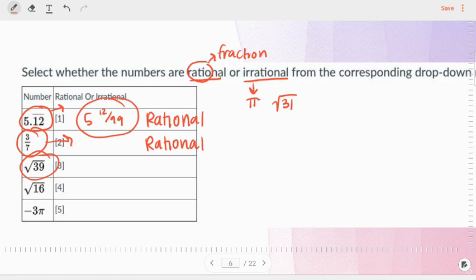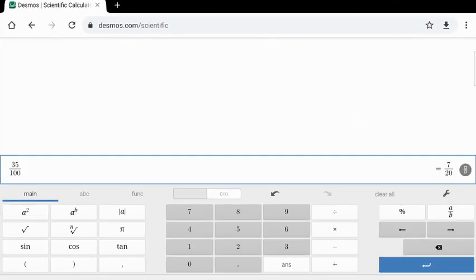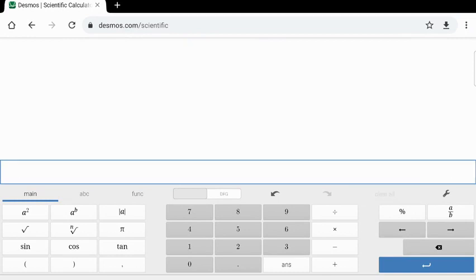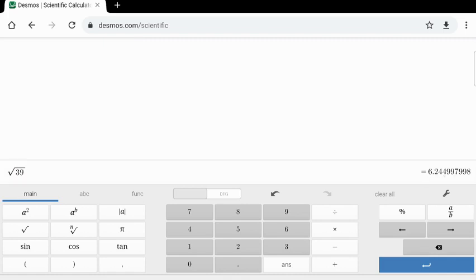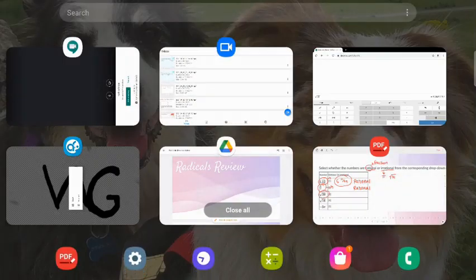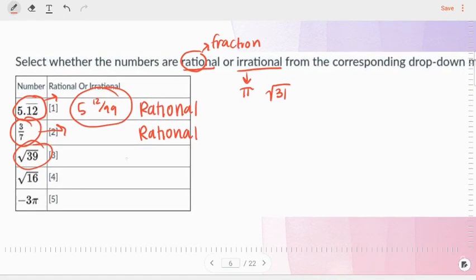Square root of 39. Now, I'm going to first test to see if this is a perfect square. The square root, so clear your screen, square root is over here on the left, of 39, and I can see that it's 6.244997998. Notice that that button that says convert to a fraction is gone because I cannot convert this to a fraction. That makes this irrational. So since it is not a fraction, I use irrational.